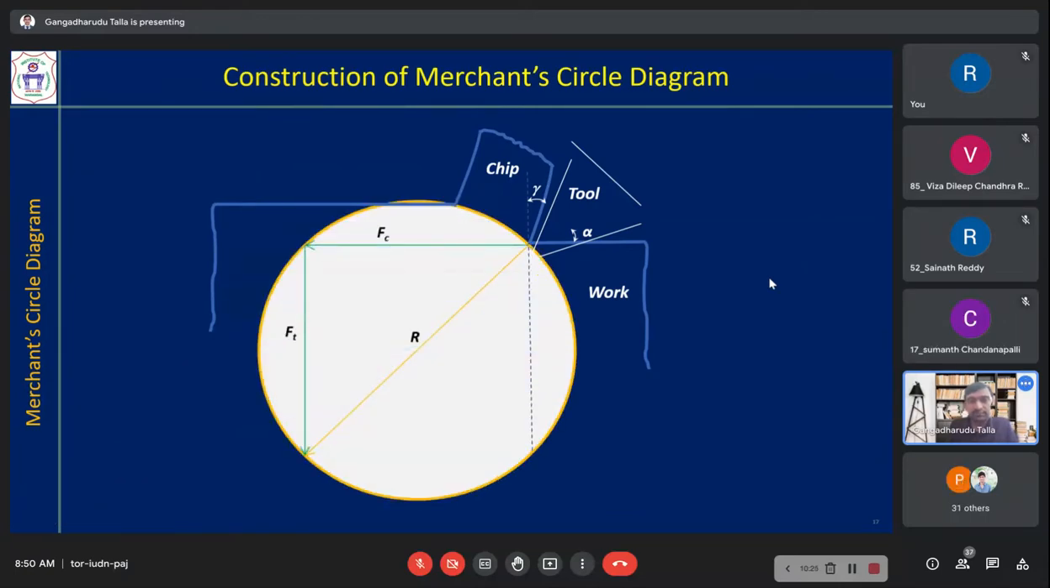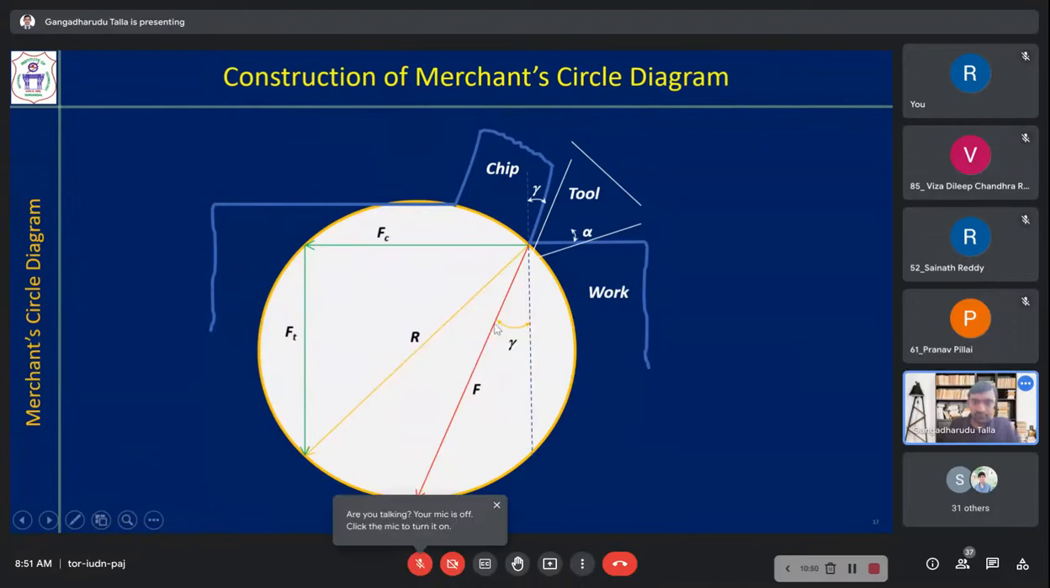Then gamma is known to you, from the tool geometry. With that you can draw a line, and of course before that you construct a circle with the capital R as diameter. Then you draw one line at angle gamma. Wherever that line meets this circle, up to that point it is equal to F.